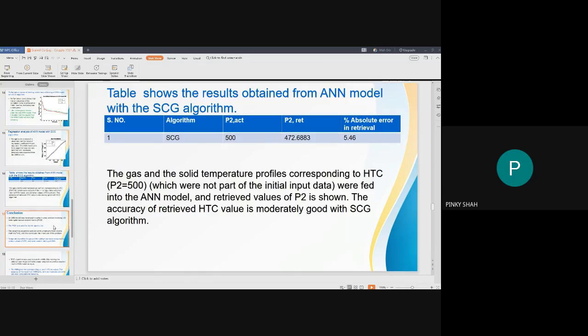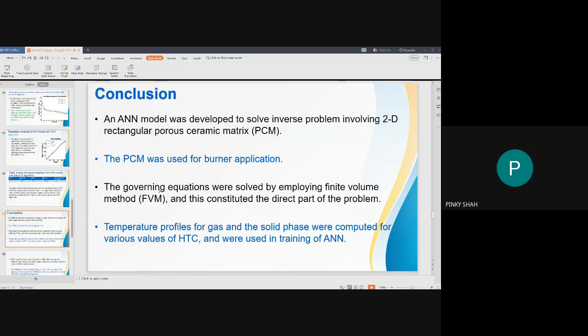After this, we conclude this experiment. We conclude that the artificial neural network model was developed to solve an inverse problem involving a two-dimensional rectangular porous ceramic matrix. The porous ceramic matrix was used for a burner application. The governing equations were solved by employing the finite volume method, and this constituted the direct part of the problem. After this, the temperature profiles for the gas and solid phase were computed for various values of the heat transfer coefficient and were used to train the artificial neural network.